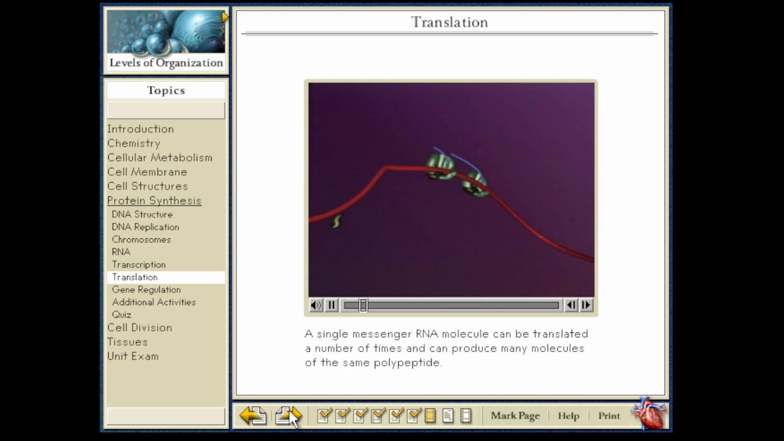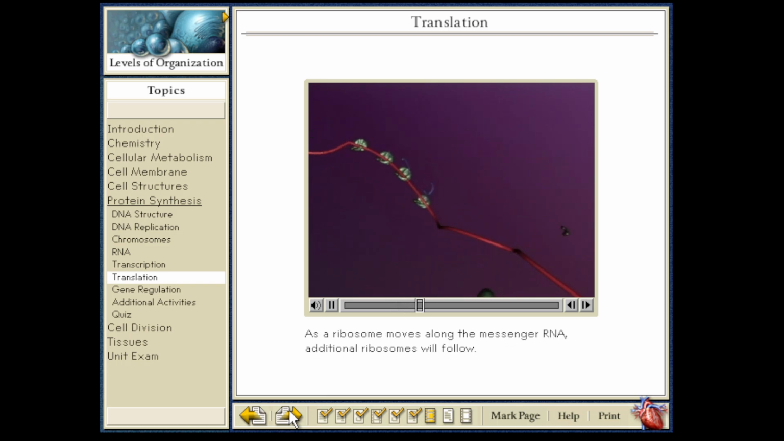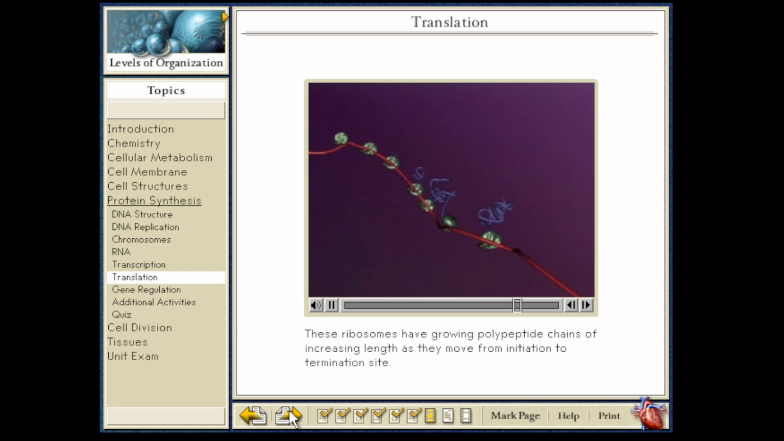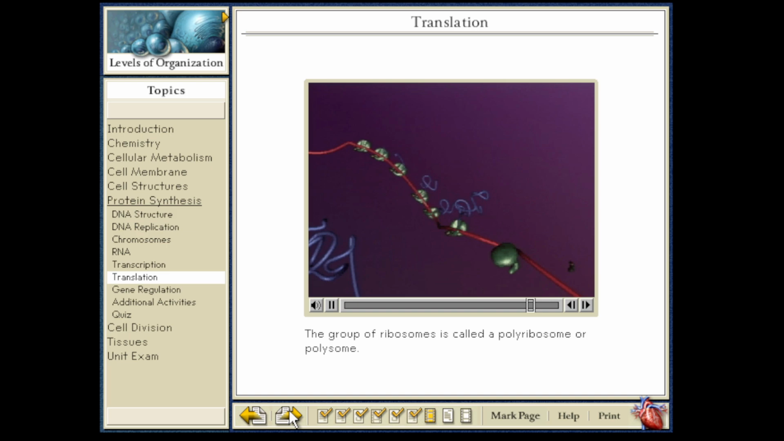A single messenger RNA molecule can be translated a number of times and produce many molecules of polypeptide. As a ribosome moves along the messenger RNA, additional ribosomes will follow. The result is an RNA with several ribosomes along its length. These ribosomes have growing polypeptide chains of increasing length as they move from initiation to termination site. The group of ribosomes is called a polyribosome or polysome.